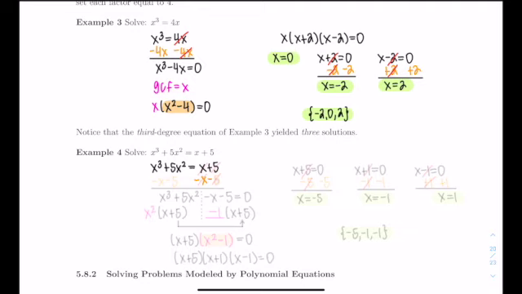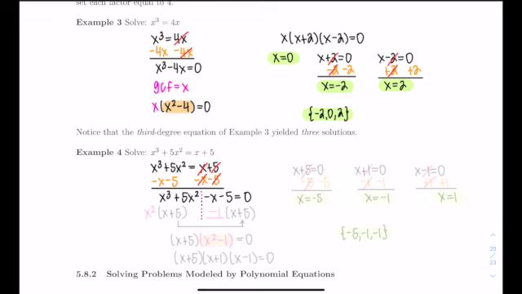So I'm going to subtract x and I'm going to subtract 5 from both sides. So on the right, the x's cancel and the 5's cancel. And on the left, we now have x cubed plus 5x squared minus x minus 5 equals 0. If we have 4 terms, the method for factoring is factoring by grouping, which is where we split the polynomial down the middle.